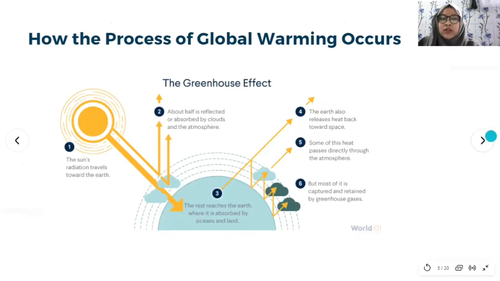So, I will explain how the process of global warming occurs. The atmosphere is transparent to visible light. Most of the light transmitted through the atmosphere is absorbed by the ground, although some is reflected back to space before it even reaches Earth's surface. When the light energy that reaches the ground is absorbed, the ground warms up and emits energy.